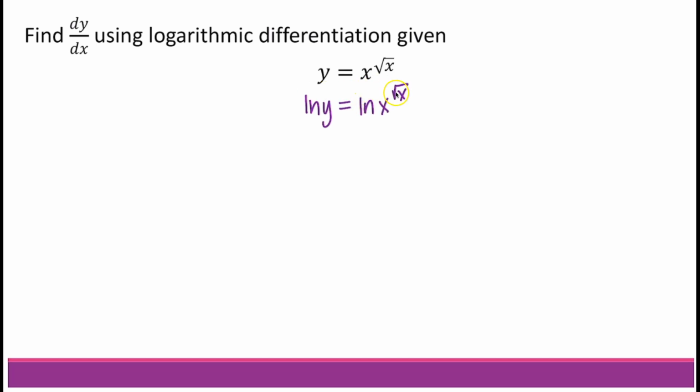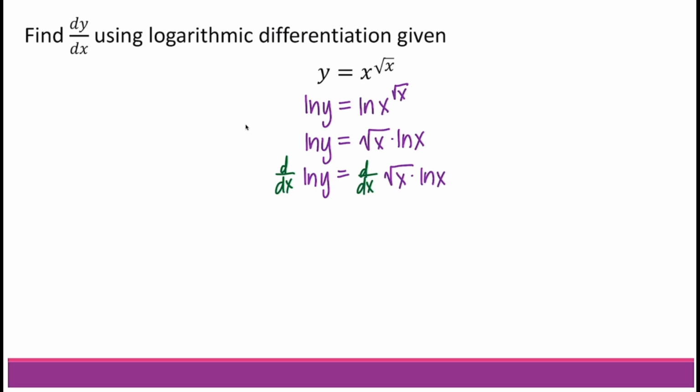And now, on the right side, we're going to use the log property so that I can take this exponent and bring it to the front of the log. So I have natural log y equals the square root of x times natural log x. And then we're going to take the derivative with respect to x of both sides. And on the right-hand side, I'm going to have to use a product rule.